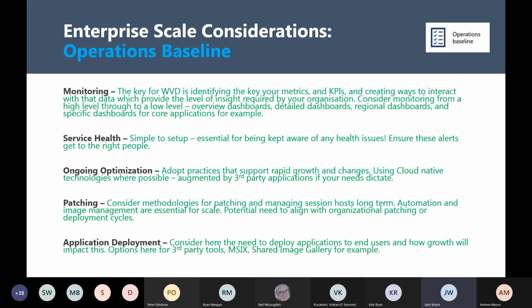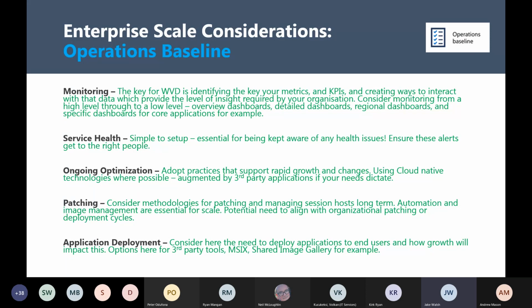Again, patching is really important. There are various methodologies for patching and managing session hosts long term. You may look at automation, or you may already have a tool set in place. Again, the questions to be asking are how will this work if it grows? What happens if we go from a monthly patch to a bi-weekly patch, for example? What happens if the team that writes our in-house application turns around and says we've got to deploy this 3 times a week instead of once a month?